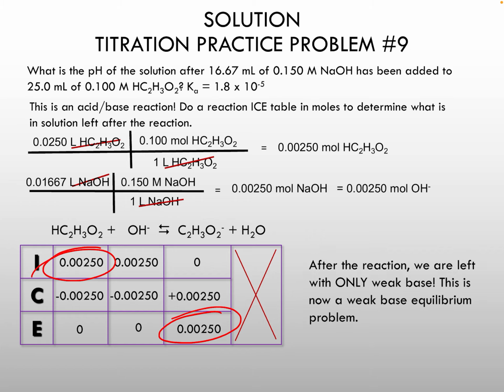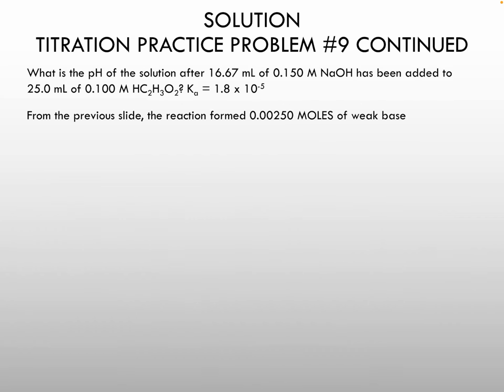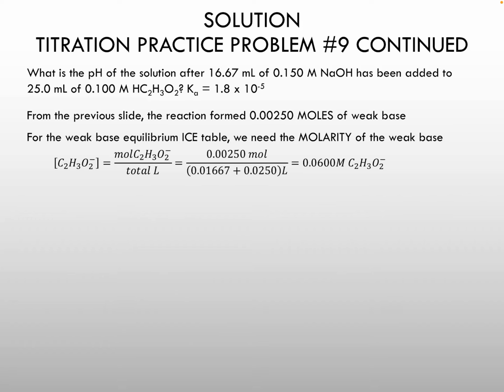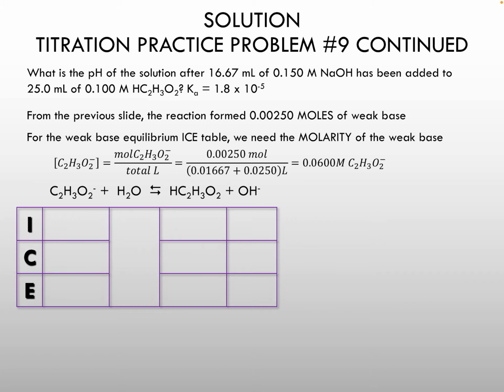Okay. So again, after the reaction, we have only weak base, so now we're going to do a weak base equilibrium problem. So we will take our moles of base and we will convert it into molarity because we have to have molarity for our equilibrium ICE tables. So we'll divide by the total volume to get our molarity of our conjugate base. Then we can go ahead and put it in an ICE table and calculate that just like you would any other ICE table.